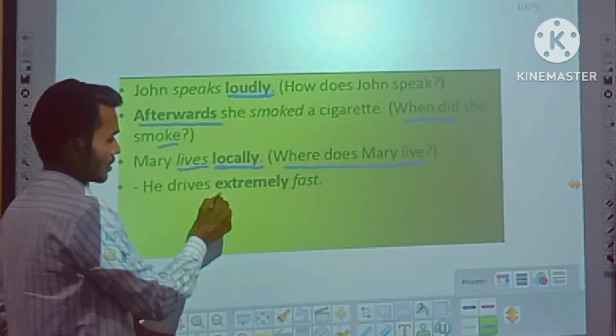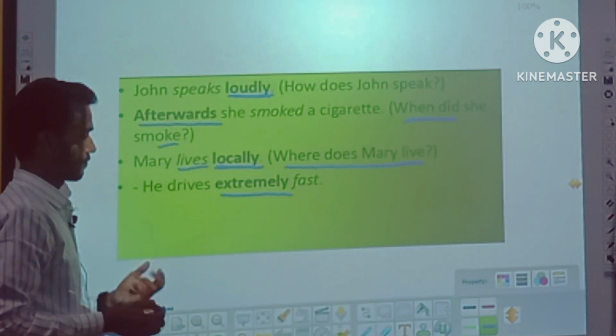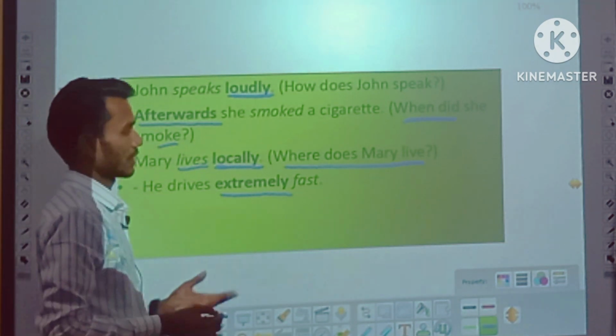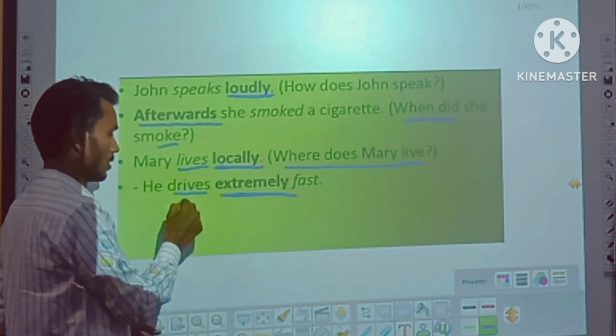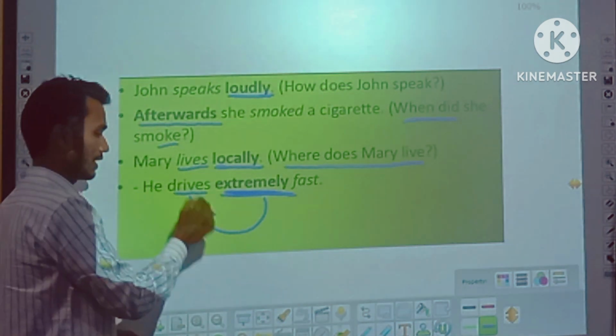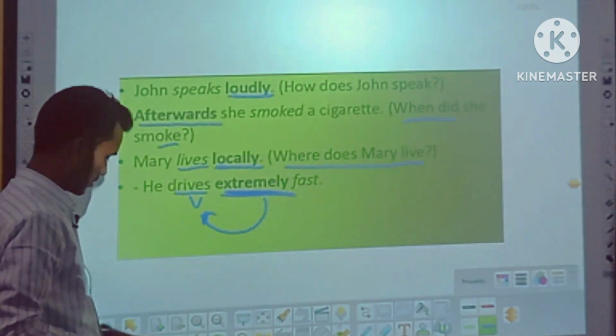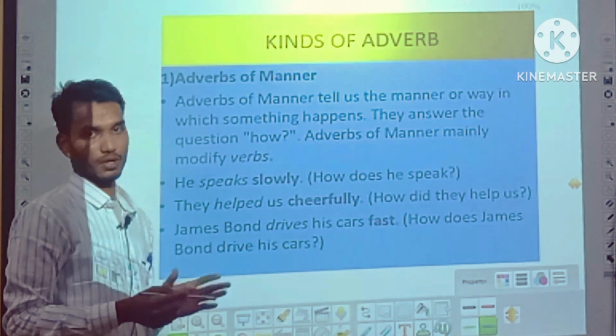Then, he drives extremely fast. Here, how does he drive? He drives extremely fast. Here drives is the verb, and extremely is modifying the verb. That is the adverb. Now we will look at the kinds of verb.